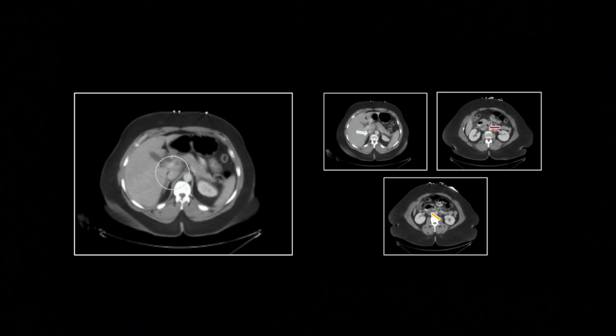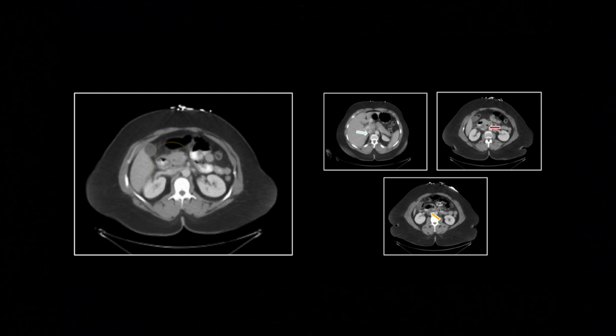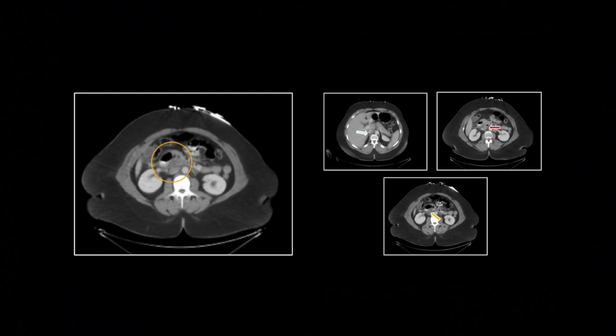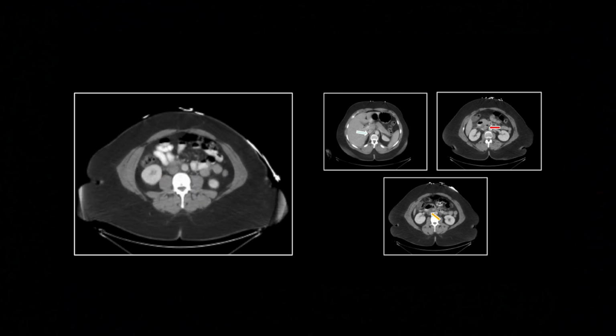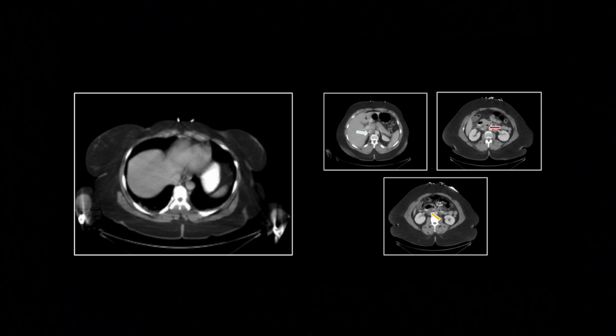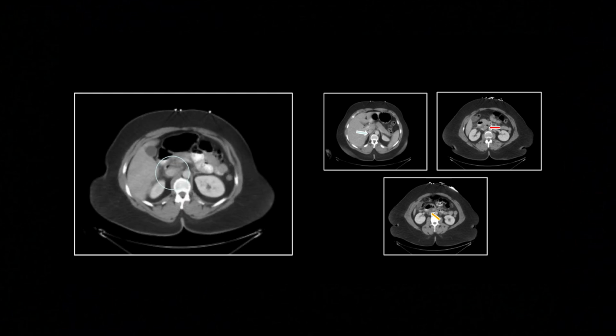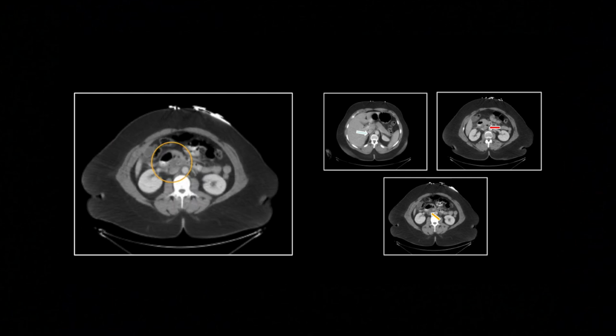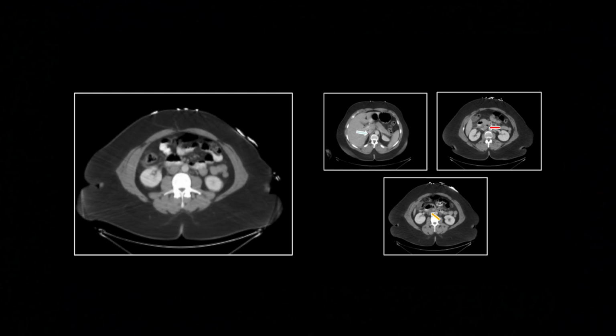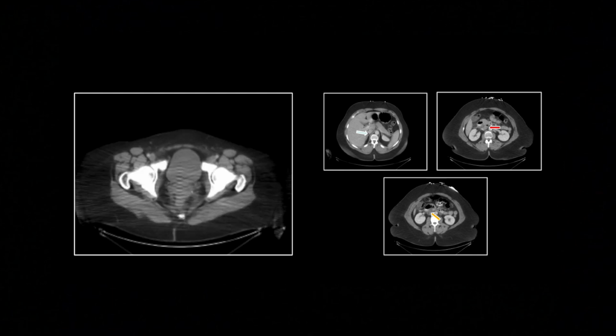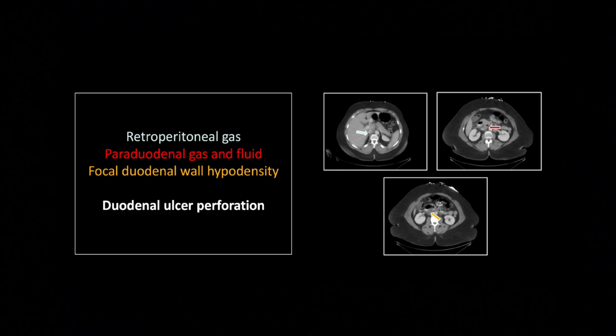Okay, so just tune your eye to following the IVC and know the significance of small foci of gas that track up along the IVC and will ultimately be trapped there by the diaphragm. And there is that hypodense segment of duodenal wall that shows you where that ulcer must lie. All right, and that's a duodenal ulcer perforation.